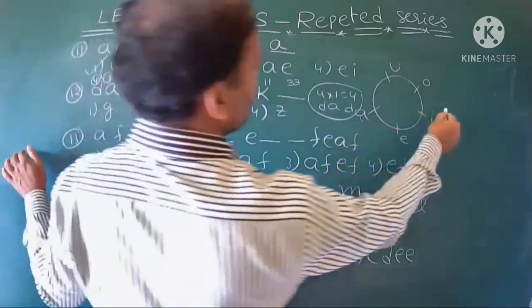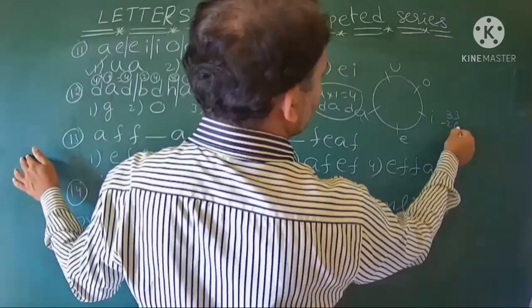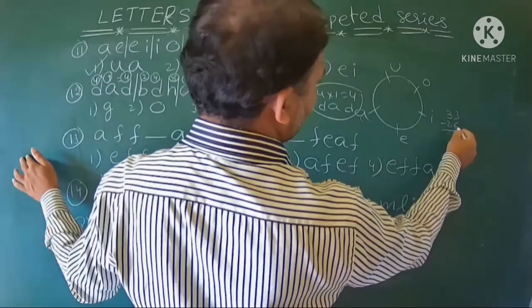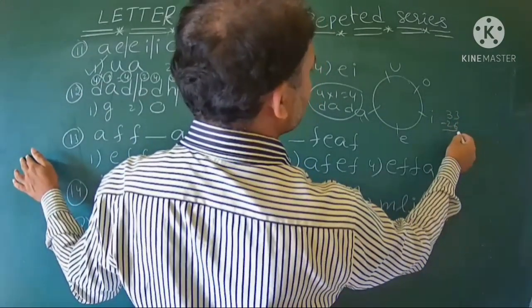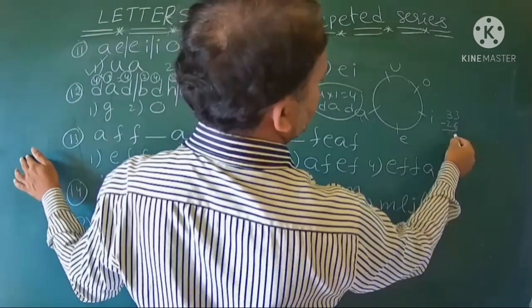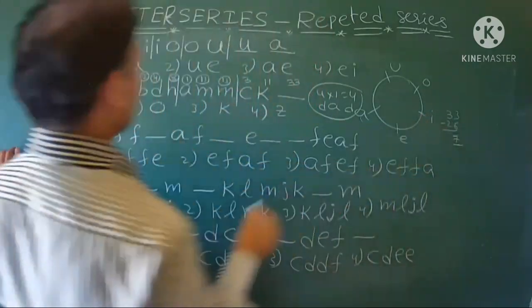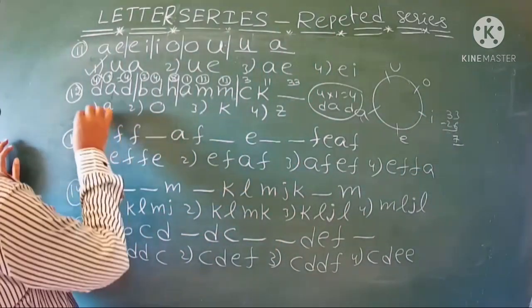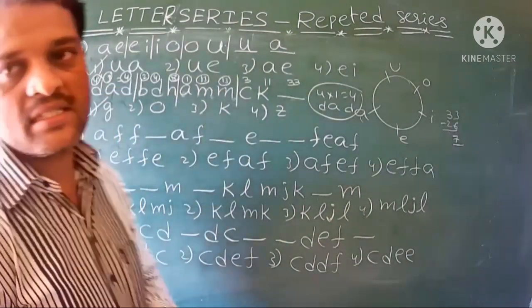So 33 means 33 minus 26, how much? 33 minus 26. So how much is it? 7. So what is 7? What is the 7th letter? 7th letter is G. So option 1 is the suitable answer.